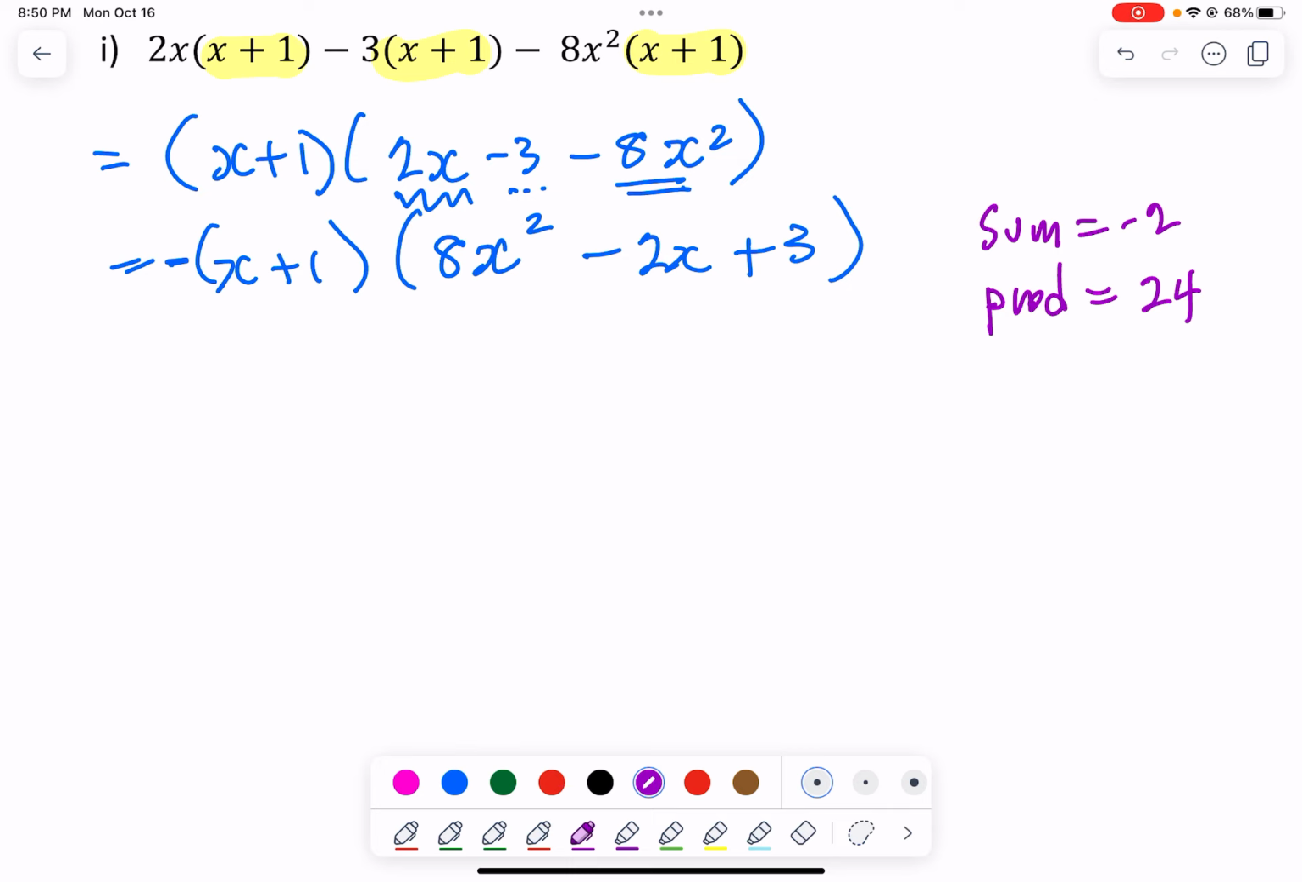Did I copy something down wrong? Because to add up to minus 2, but to multiply to a positive, I think that's it. That's it. So actually, this would have been okay to stop here.